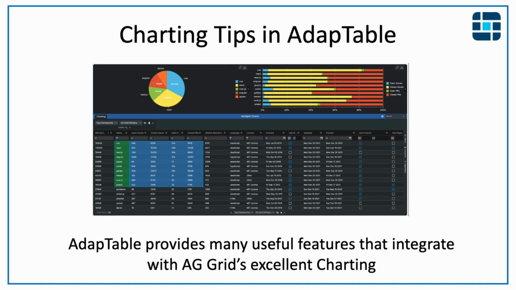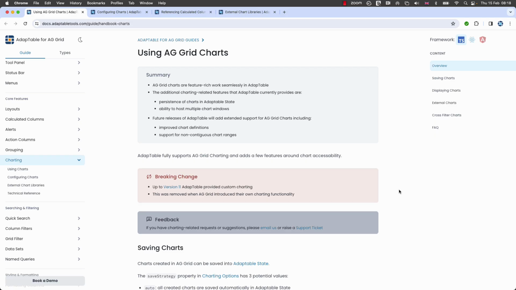AgGrid, as well as providing what is undoubtedly the best JavaScript DataGrid on the market, also produce a first-rate charting package. And in fact, over the last few years, AgGrid's charts have got better and better, and the combination of the two we think is unbeatable.